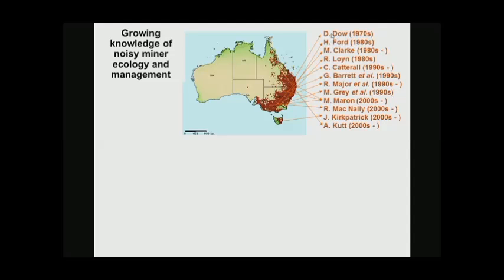More recently, as the decades went past, more and more people became interested in studying the effects of human modification to eucalypt forests and woodlands. And these people did not go out to study noisy miners. They went out to study the effects of change in eucalypt forests and woodlands, and they all ended up writing papers about noisy miners.